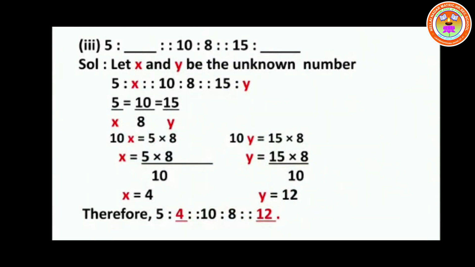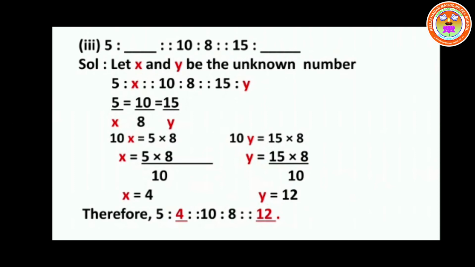Now next subdivision 3. 5 is to dash is to 10 as 8 is to 15 is to dash. Here they have given two missing terms. So long we have learned only one missing term. Now you have two missing terms. So you can take, let x and y be the unknown numbers. In the first missing you take it as x. 5 is to x is to 10 is to 8 is to 15 is to y. Now you can write this as a fraction. 5 by x equal to 10 by 8 is equal to 15 divided by y.